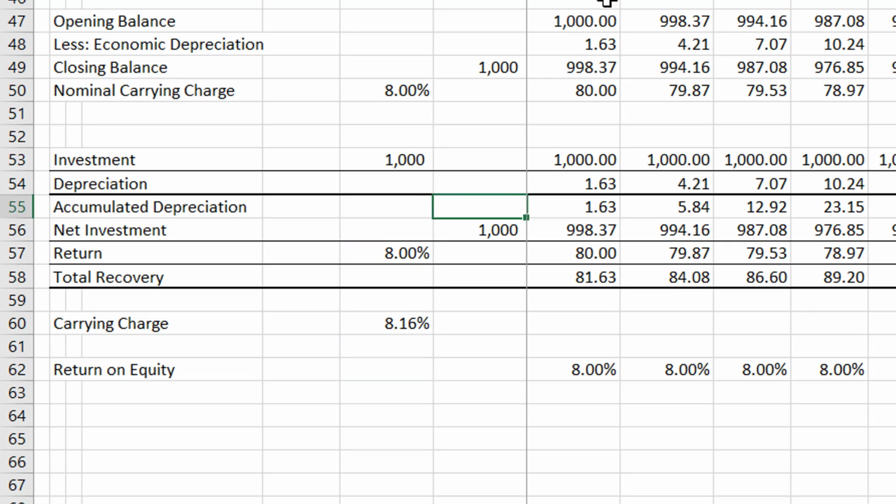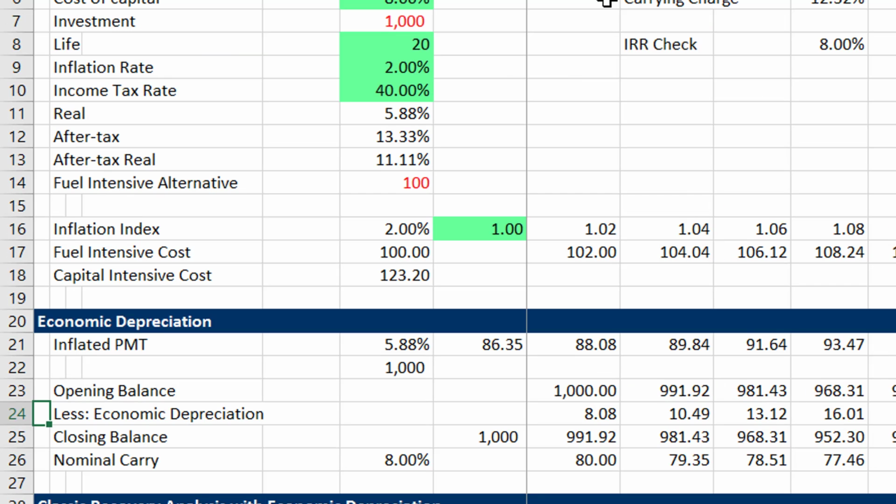And then here's the really good news about that. When you take the total amount of recovery, the return on the equity, the return on the investment stays the same, and the economic depreciation allows you to do that. I didn't emphasize that. Now to the taxes.